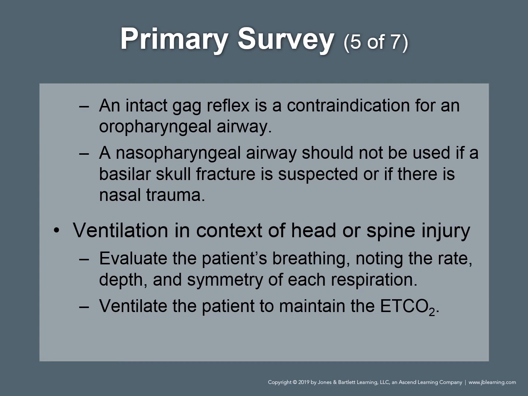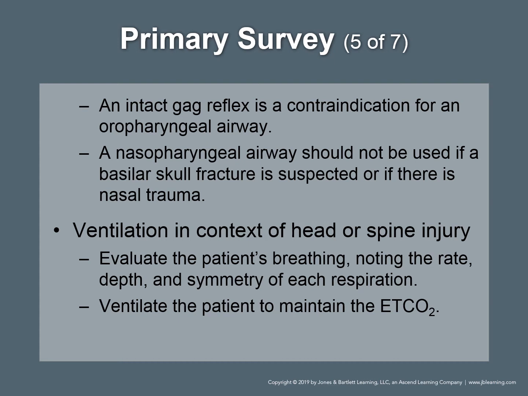Ventilation in context of head or spinal cord injury. Evaluate the patient's breathing. Look at rate, depth, symmetry of each respiration. Make sure it's adequate. You want to ventilate the patient to maintain an end-tidal CO2, we typically say between 35 and 45. There are some situations where the patient's herniating with dilated pupils, posturing, that you would ventilate and run that CO2 down to 30. And we used to call this hyperventilation.